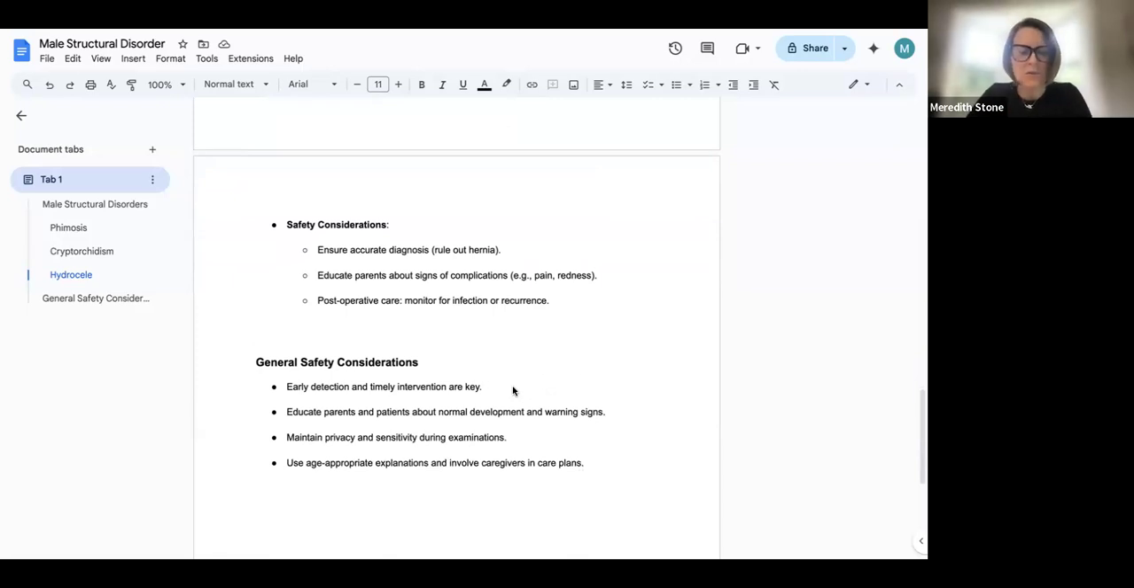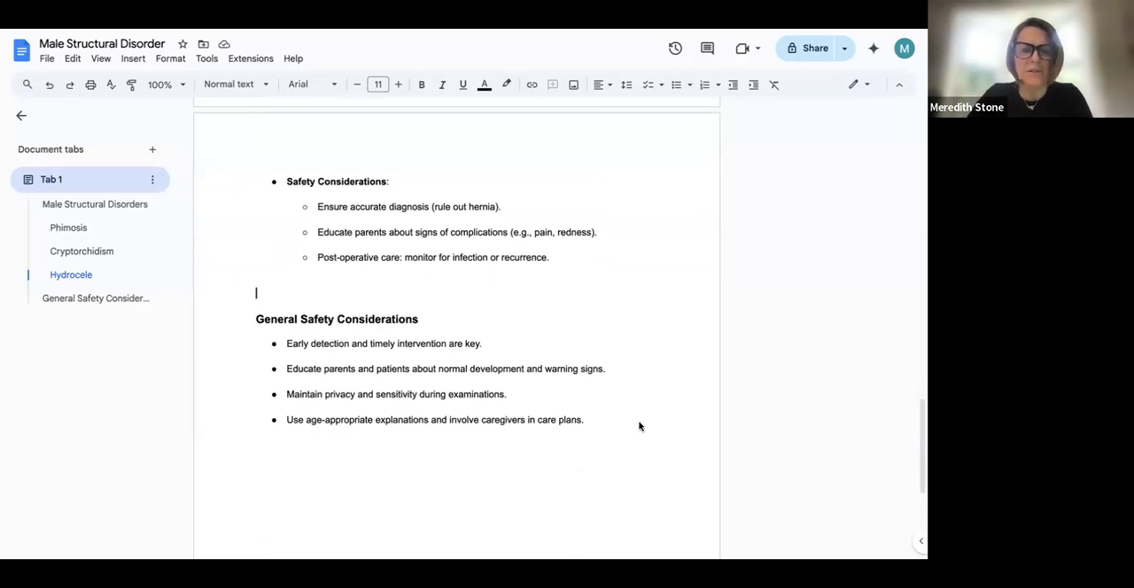So with all of these, because most of them are going to be present from birth, you want to make sure that you are doing good assessments, and this is being discovered early on so that timely intervention can happen. Educate our parents about what to look out for, especially if they're older, knowing that this is a sensitive area and sensitive topic, so maintain their privacy and be sensitive. And depending on what age they are, make sure that we are using age appropriate explanations, and also involving the caregivers when we're making our plan of care.